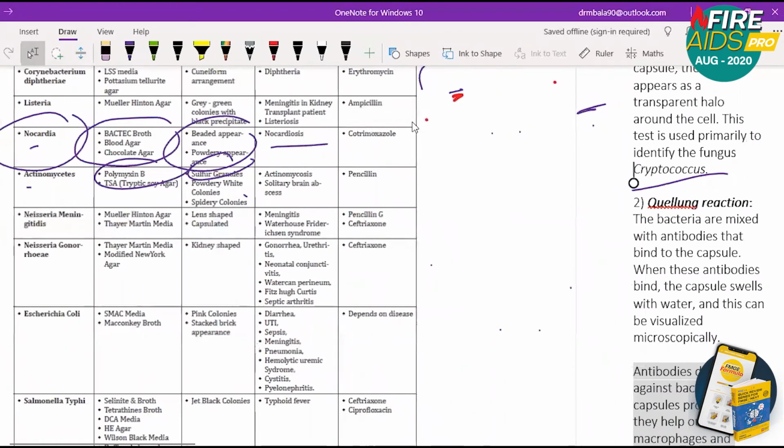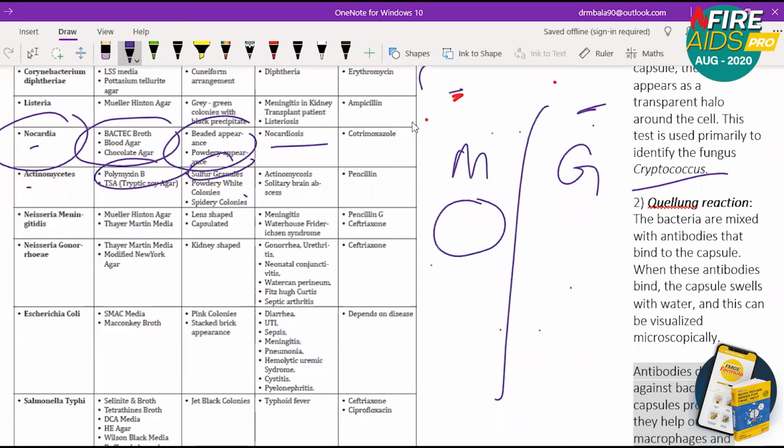Okay, so for this you might require a picture. So Neisseria meningitidis, this is meningitis, this is gonorrhea. Meningitis is lens shaped, gonorrhea is kidney shaped. That is the first thing. Meningitis has a capsule, gonorrhea does not have a capsule. That is the second point that you need to remember.